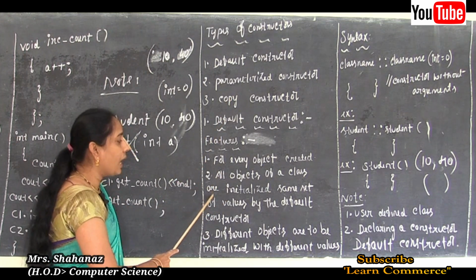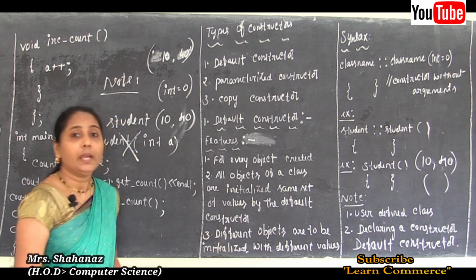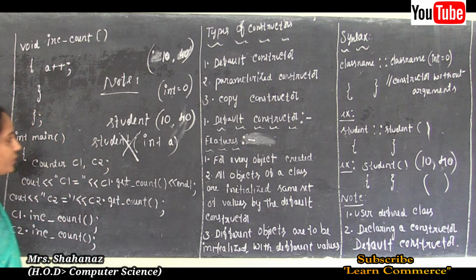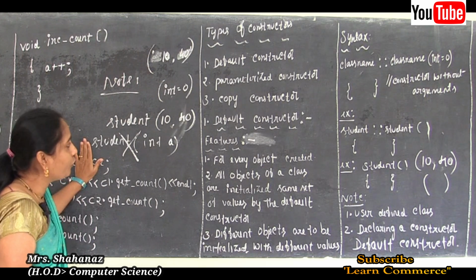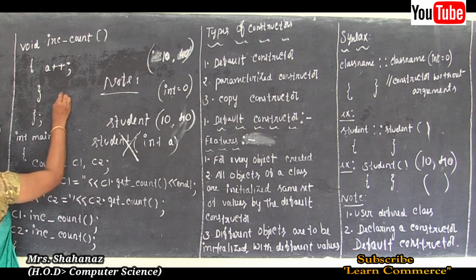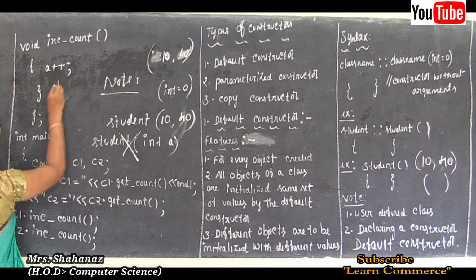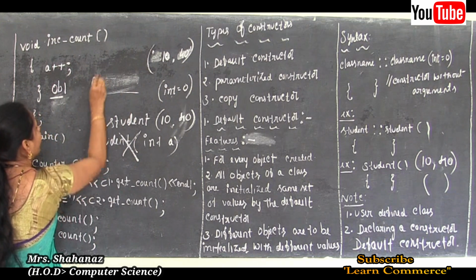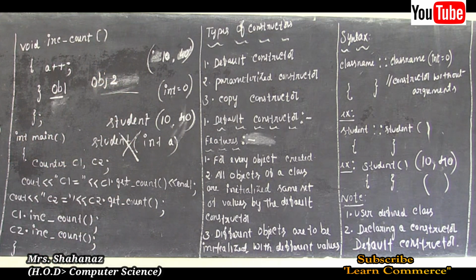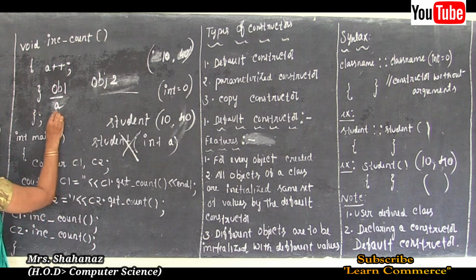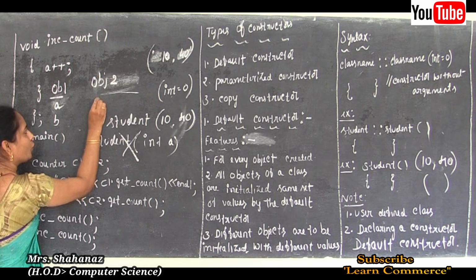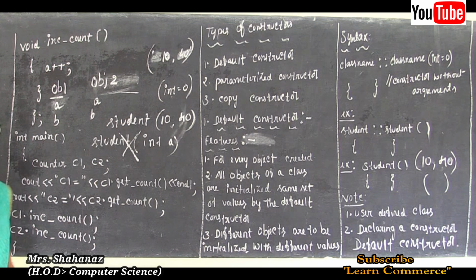All objects of a class are initialized with the same set of values by the default constructor. What's the meaning of this? Here object 1 is there, and maybe we take object 2. So in a class we define two objects, obj1 and obj2. In obj1 the data variables are a and b, and in object 2 also the class variables are a and b.